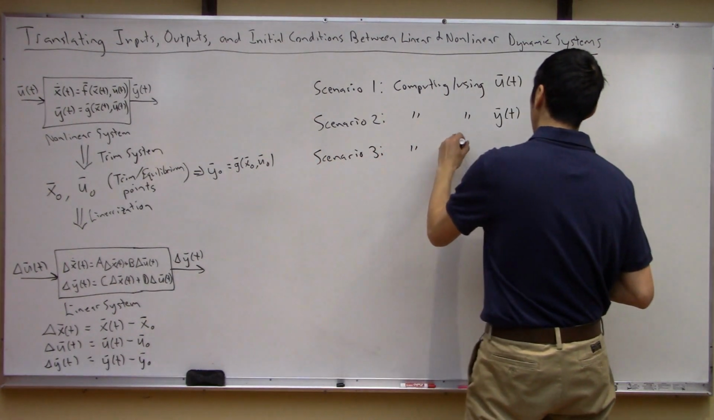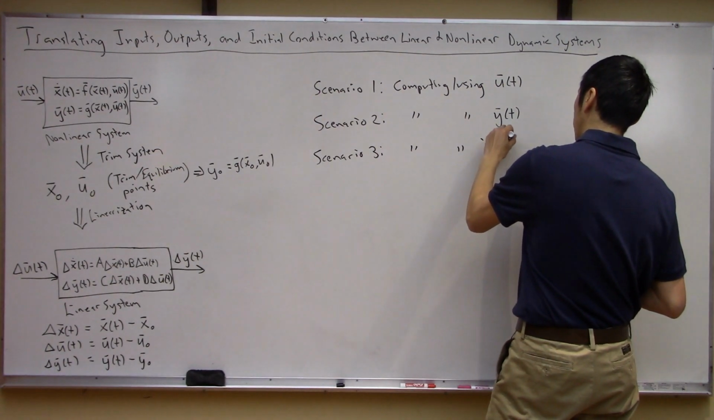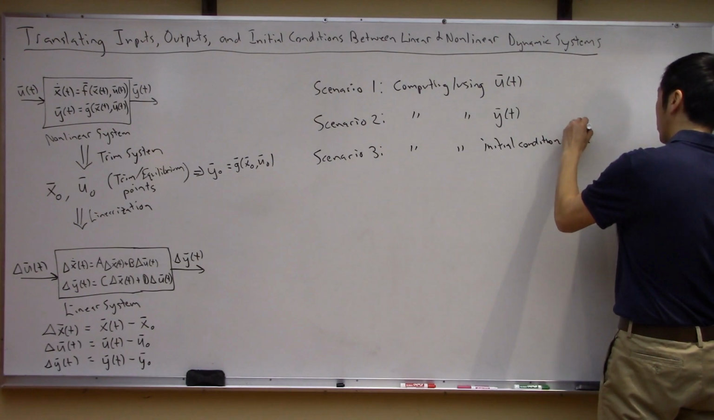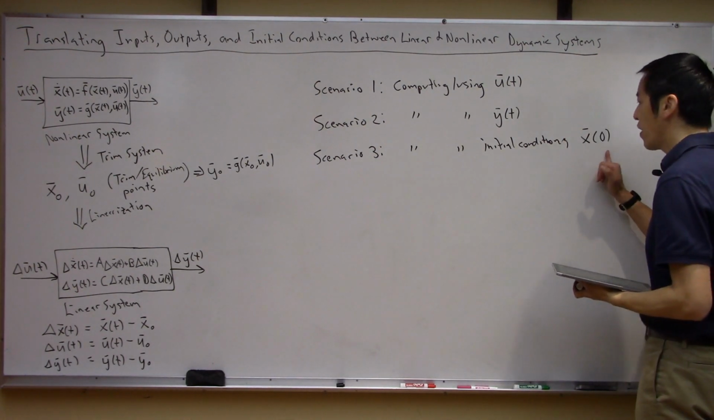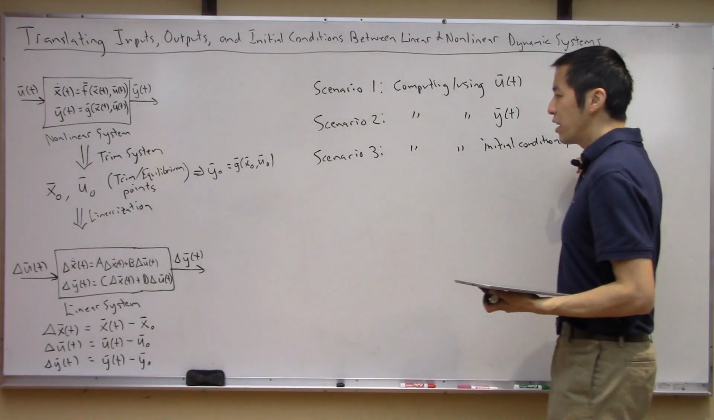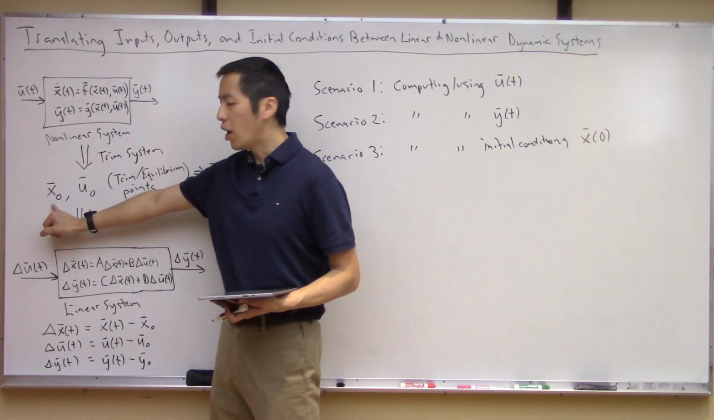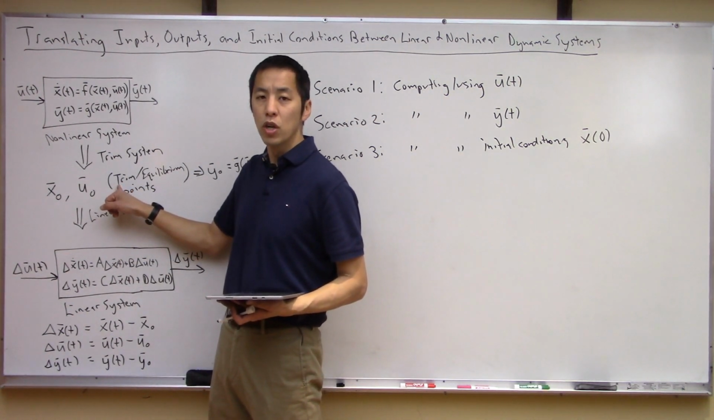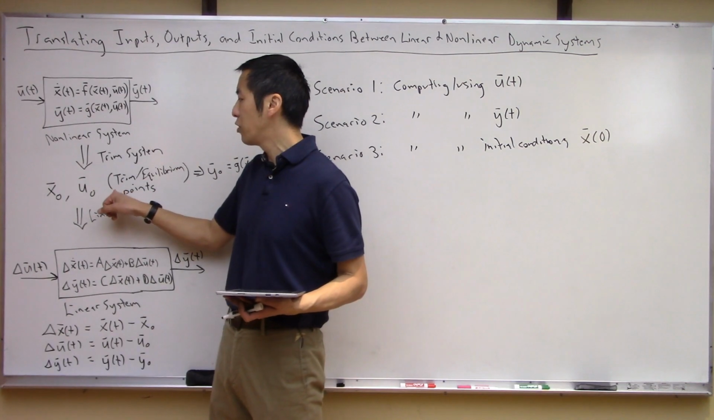What if you are computing or using initial conditions? So that is x of 0, okay? And again, let's be very explicit here. This x of 0 is the initial condition. X naught is something completely different. X naught is the trim location, or the equilibrium point, wherever you decide to do your linearization.